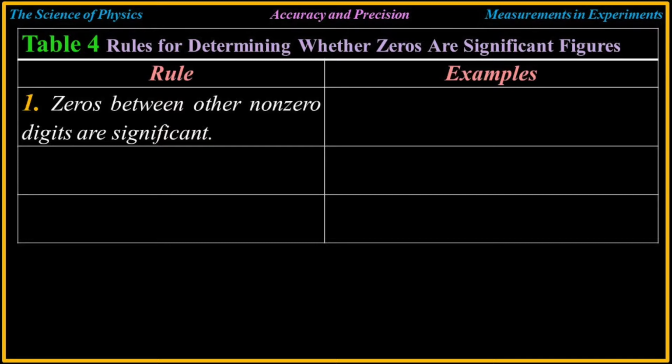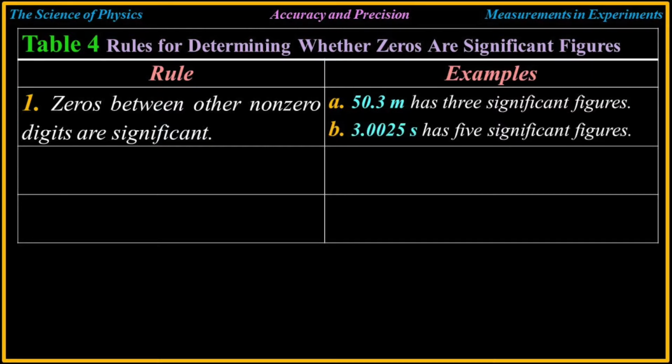Zeros between other non-zero digits are significant. That's easy. So the 0.3 has 3 significant figures. That's correct. Or zeros between 2 significant figures are also significant. So that has 5 significant figures. All right, excellent rule. Easy.